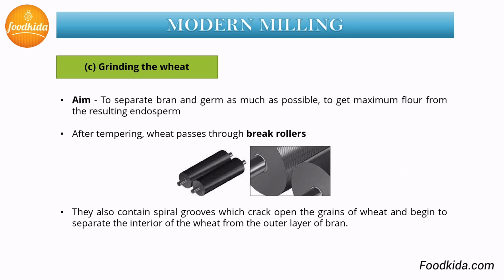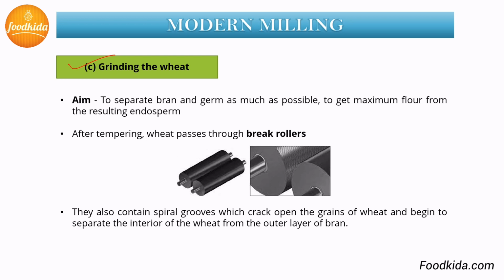Now the third and final step is grinding the wheat. The first step in the grinding phase of wheat is breaking or crushing. The aim of breaking is to separate as much bran and germ as possible. It means we are going to produce refined flour or white flour. Because for the production of white flour, we need endosperm only. So bran and germ get separated, and we produce maximum flour from the endosperm after removing the bran and germ.